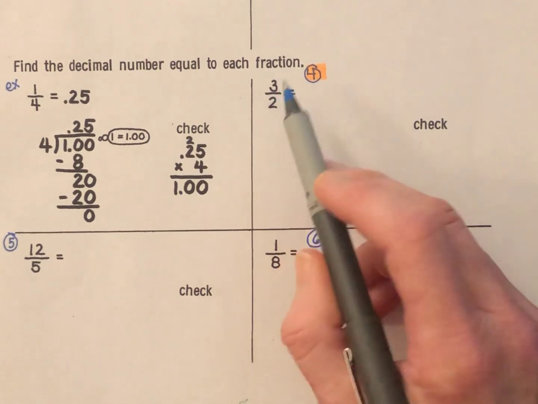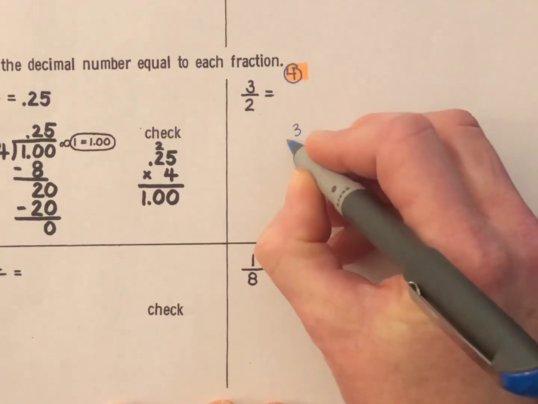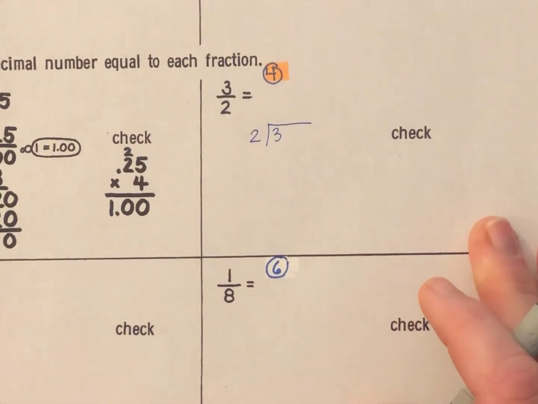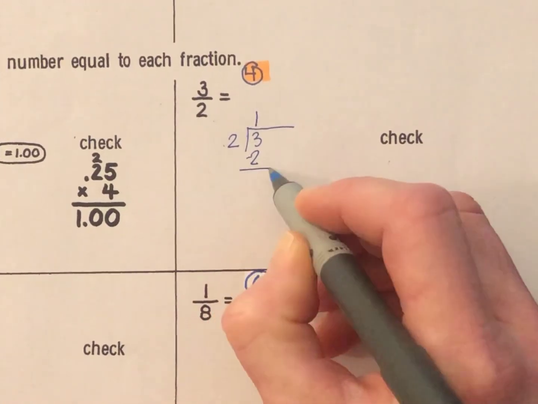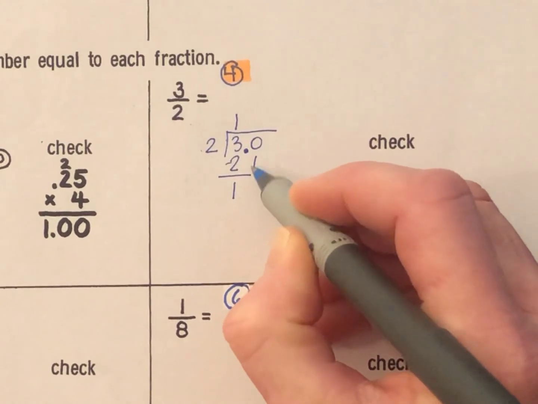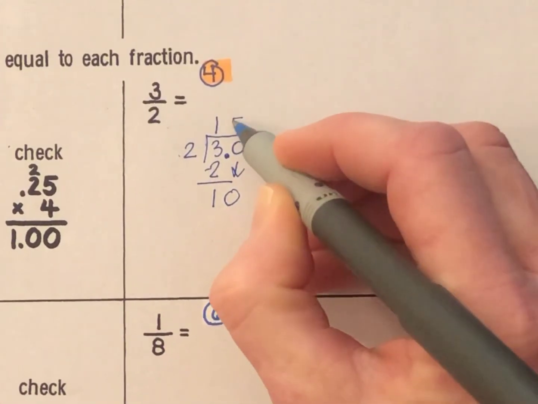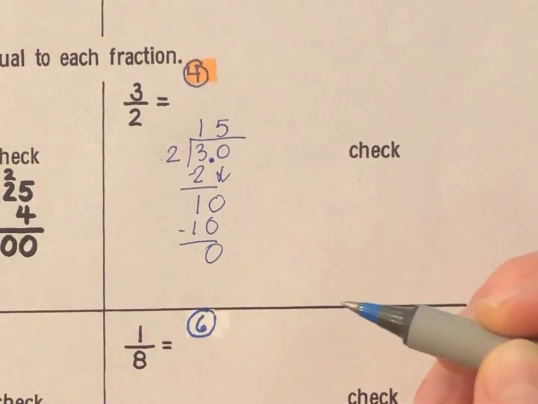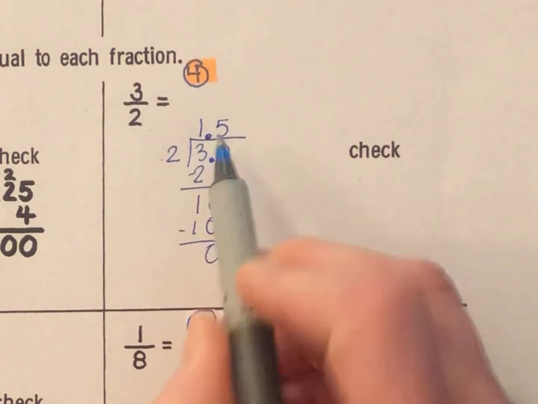So 3 divided by 2. I'm going to write that down. 3 divided by 2, just like that. 2 goes into 3 1 time. So I'm going to put a decimal and a 0. Bring down the 0. 2 goes into 10. Oh, 5 times. That was quick. 10, 0. All right, so put my decimal up in my quotient. My answer is 1 and 5/10.